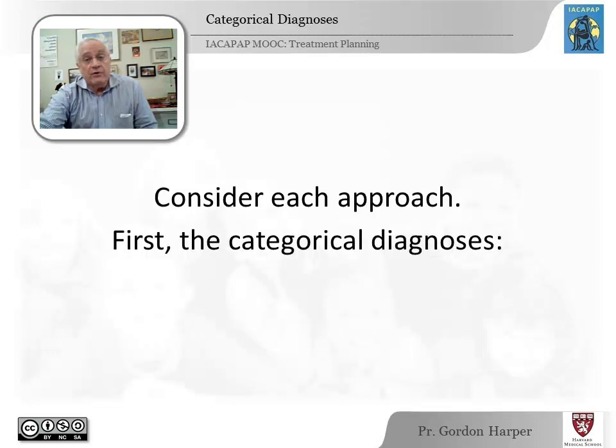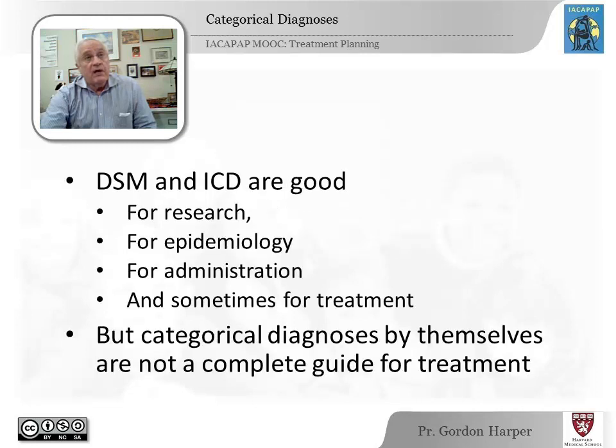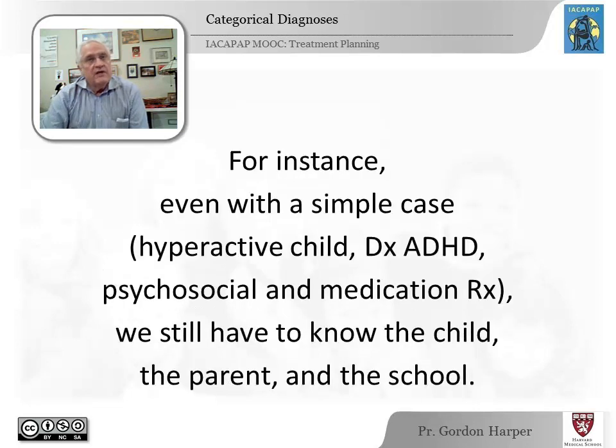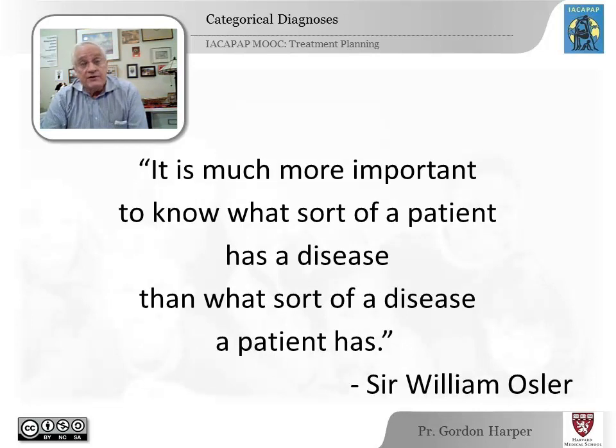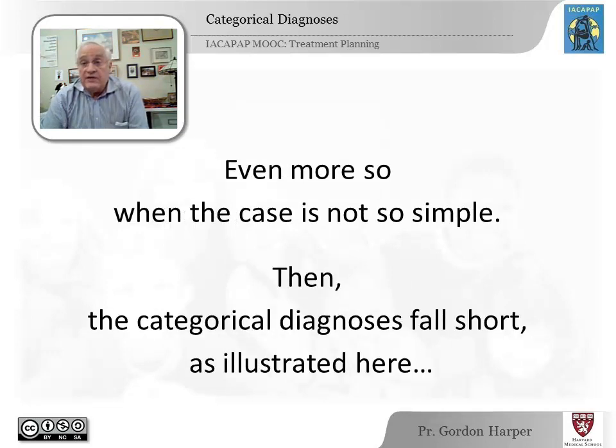Let's think about each of these approaches. First, the categorical diagnoses. As stated, these are good for research, for epidemiology, and for administration, sometimes for treatment, but by themselves they do not guide treatment. For instance, even with a simple case, like a hyperactive child with a diagnosis of ADHD, psychosocial and medication treatment, we still have to know the child, the parent, and the school. As Sir William Osler said a century ago, it is much more important to know what sort of a patient has a disease than what sort of a disease the patient has. This is even more so when the case is not so simple.